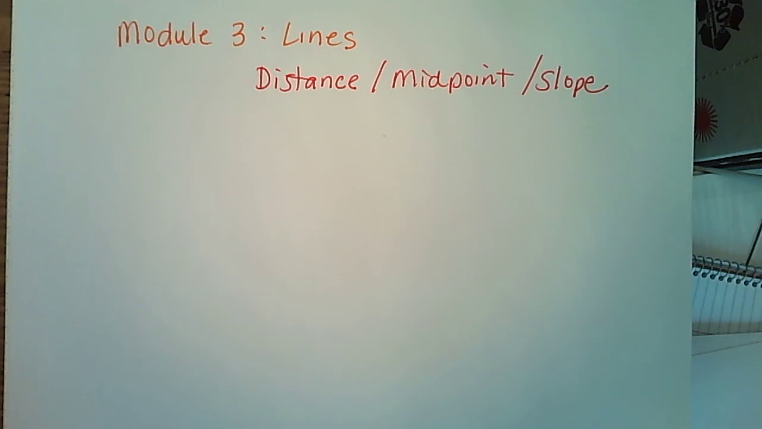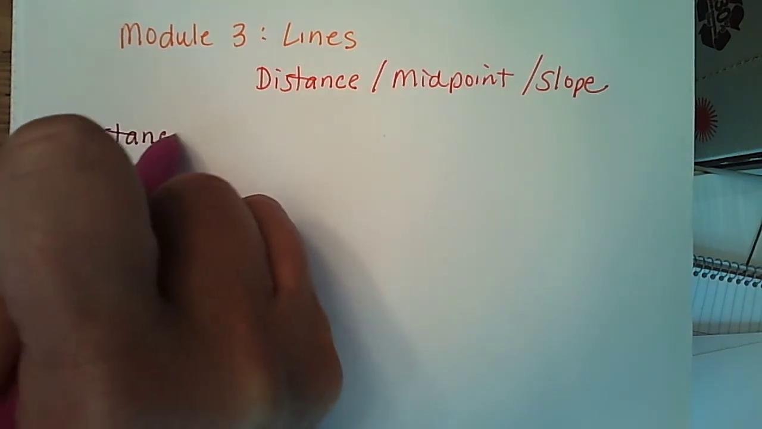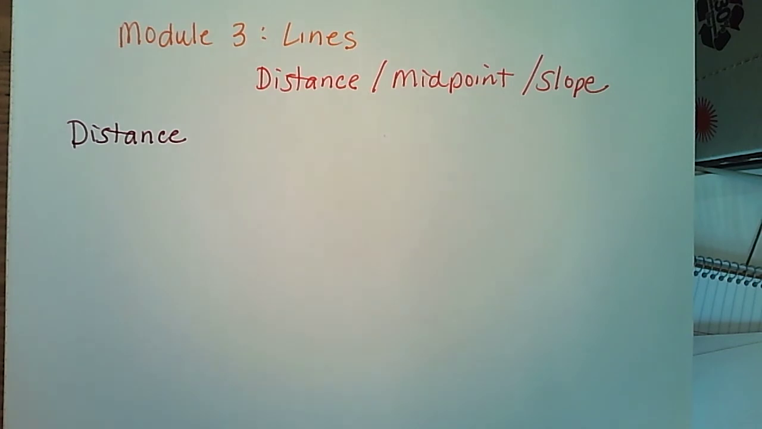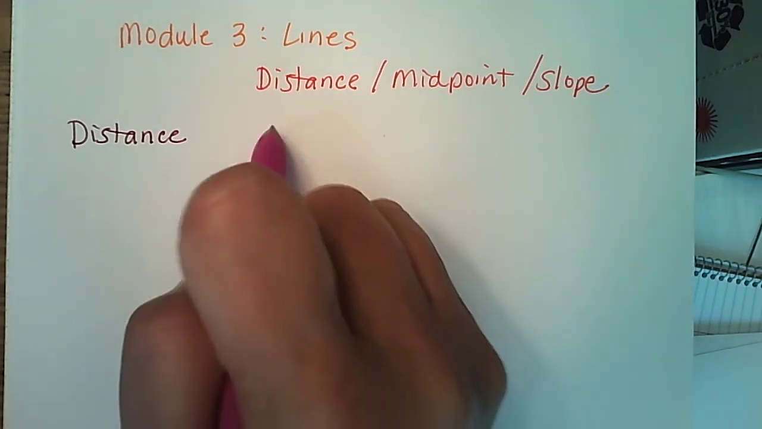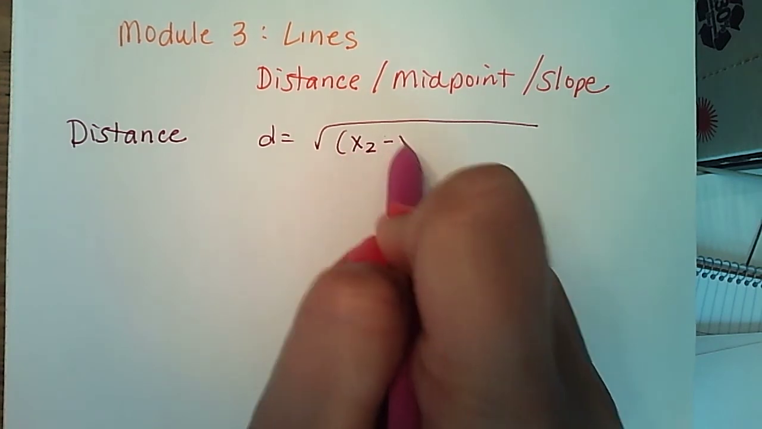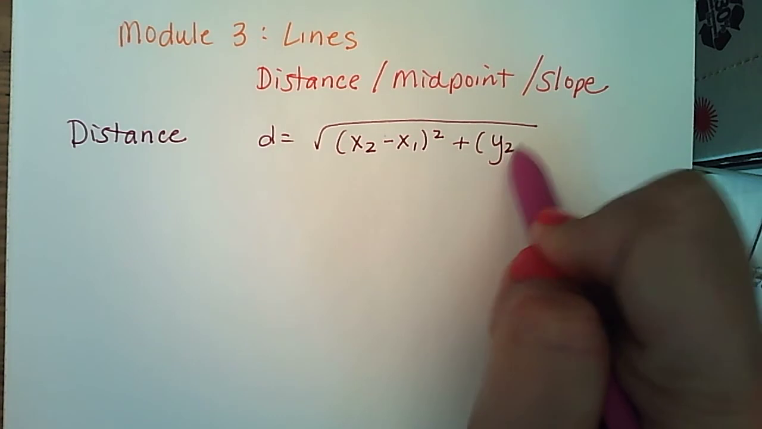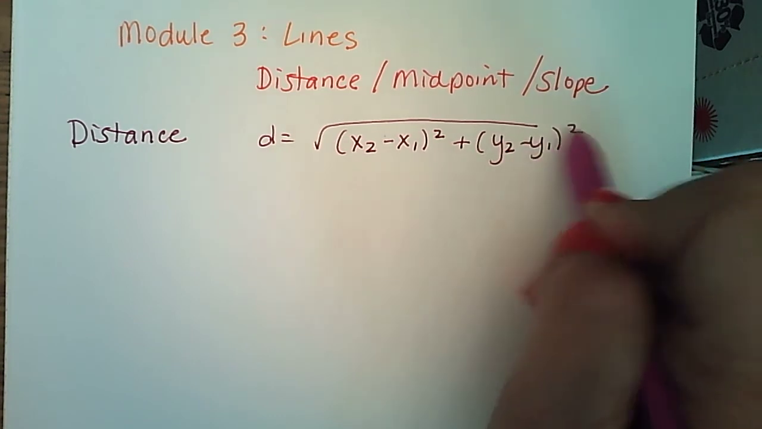Hello, today we're going to talk about Module 3 lines, and we're going to review that, specifically looking at distance, midpoint, and slope. So the first thing we want to go ahead and look at is distance. Now, distance, when we find it, we use the formula that distance is the square root of x2 minus x1 squared, plus y2 minus y1 squared.